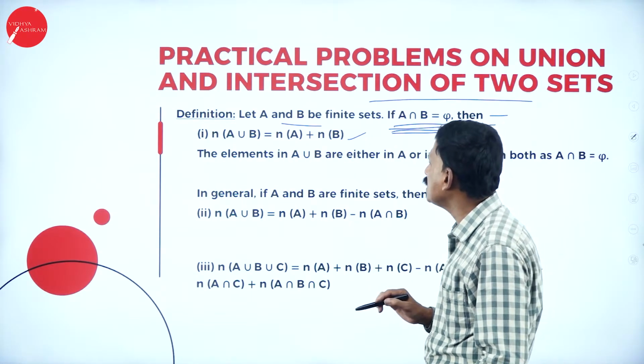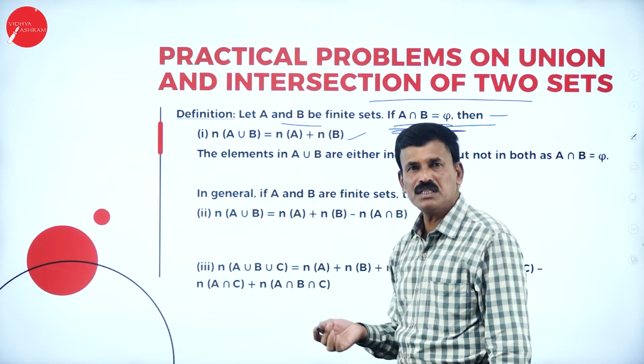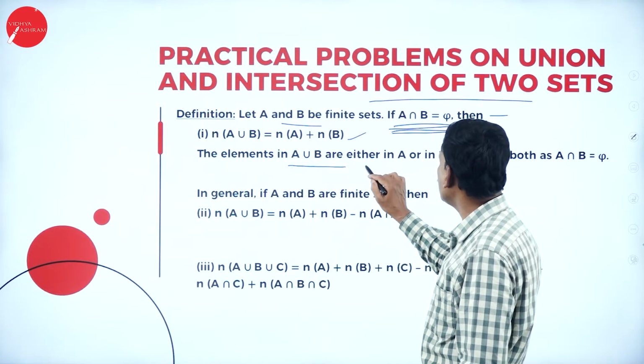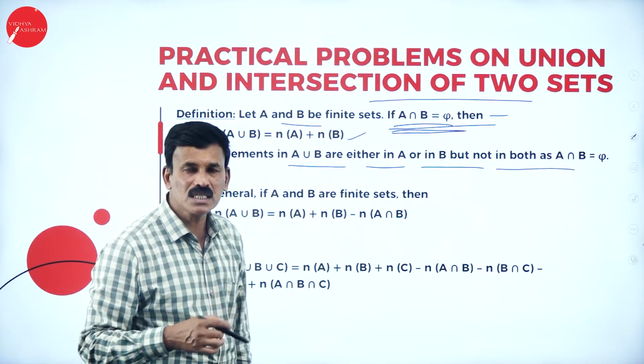Number of elements in A plus number of elements in B will give the number of elements in A union B. That is a known fact. Now, the elements in A union B are either in A or in B, but not in both, as A intersection B is a null set.